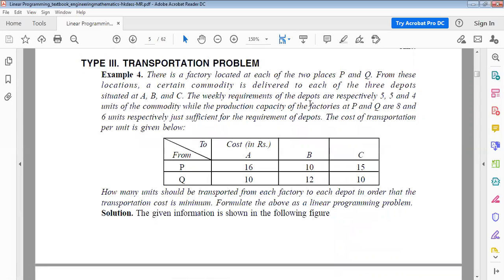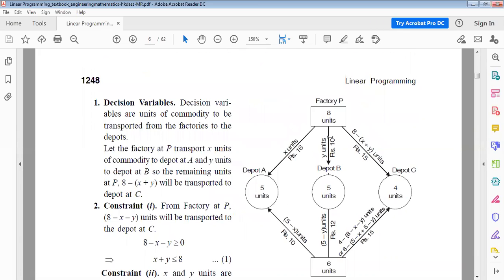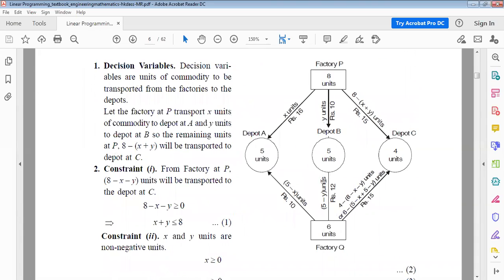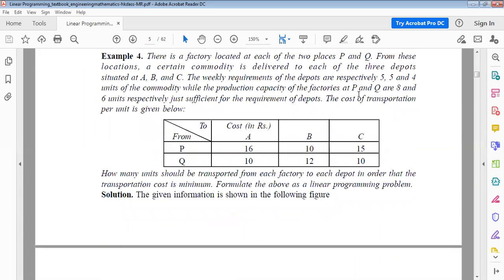The weekly requirements of the depots are respectively 5, 5 and 4 units of the commodity, while the production capacity of the factories at P and Q are 8 and 6 units. 8 units means 8 lakh metric ton or 8,000 metric ton, like this. So P factory 8 units and Q factory 6 units respectively. So that's sufficient for the requirements of the depots.